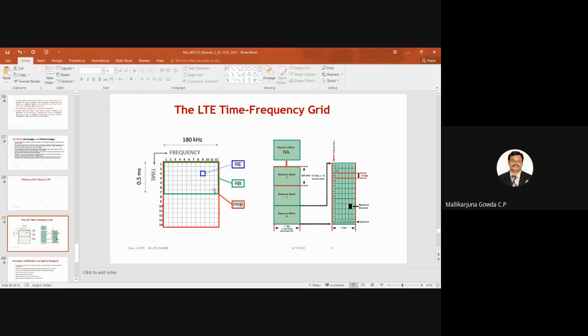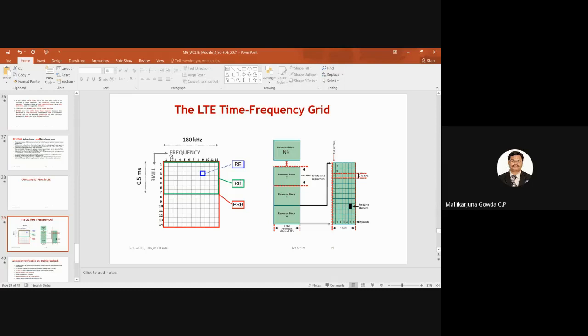Hope you are able to understand what a resource block means: 7 OFDM symbols with 12 subcarriers, that is known as one resource block. Here, one cell I have shown, that is what I call a resource element. One cell is known as the resource element. So hope you understood what a resource block is and how a resource element is different from a resource block.